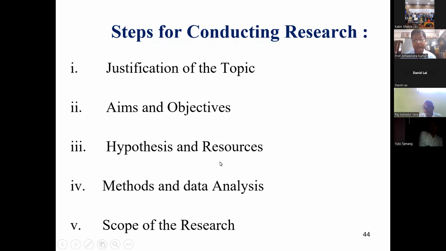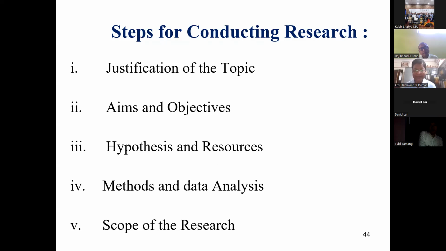So then resources, what are your researches related with your topic of research? What are the primary sources? What are the secondary sources? You have to make a systematic study and you have to give in the beginning of your introduction of your thesis also. Then the fourth is the method and data collection.